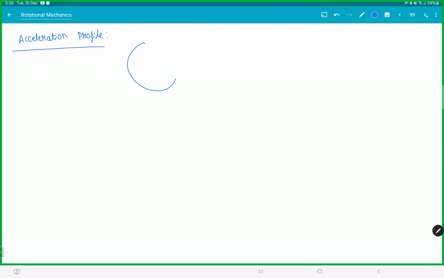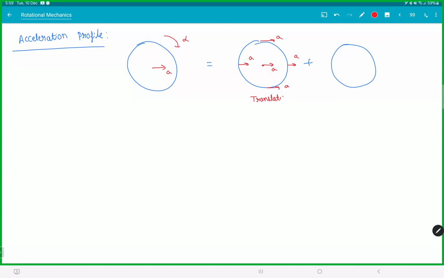If you look at the acceleration profile, we can do the same thing again. But acceleration is a little more interesting than velocity. So if a body is going with acceleration A and alpha, that means you can treat every point as going with A. That's your translation. Remember, this is A center of mass actually. And every point is rotating with R alpha.